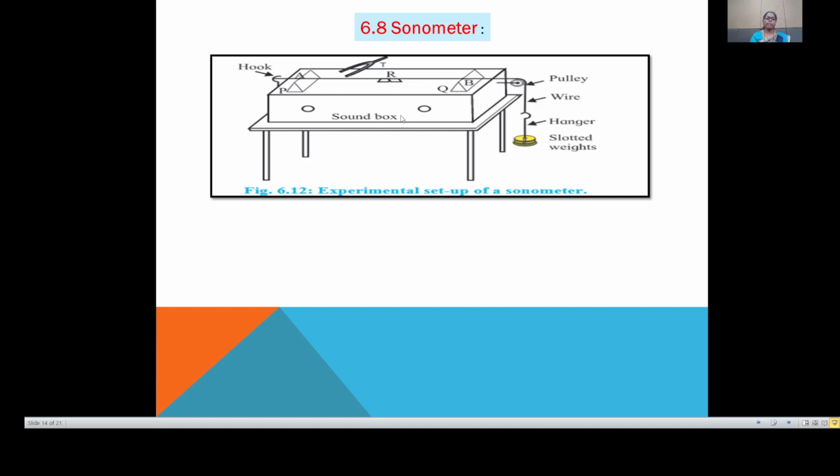In this experimental setup, this is the sound box and this is the hook, A and B are the bridges, R is the paper rider and T is the tuning fork, and this is called the pulley, and this is the wire AB. This is the wire and this is the hanger, and a hanger and sliding weights are attached. This is the experimental setup of a sonometer.